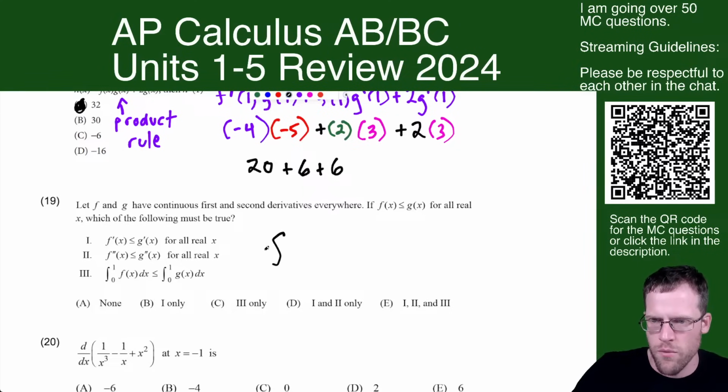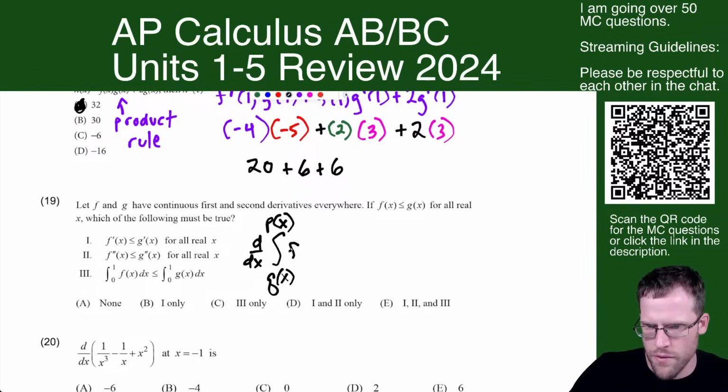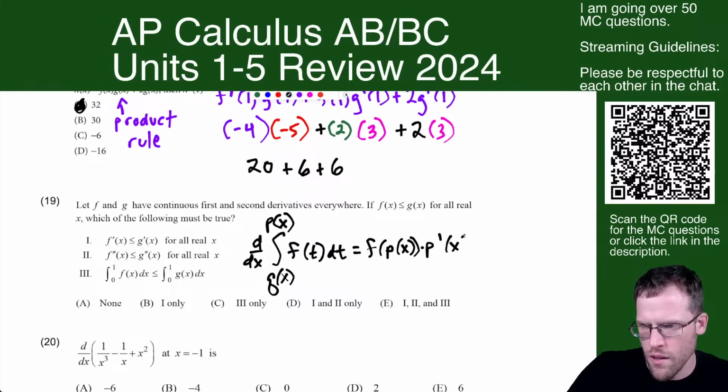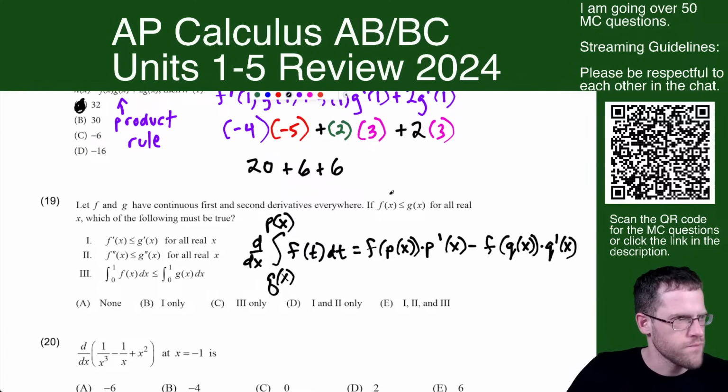So if this is the formula you're thinking of, the derivative of the integral from Q of x to P of x of f of t dt, when you have something like this, it's f of P of x times P prime, minus f of Q of x times Q prime. All right, so that would be it. Yeah, that one. But that's tomorrow.